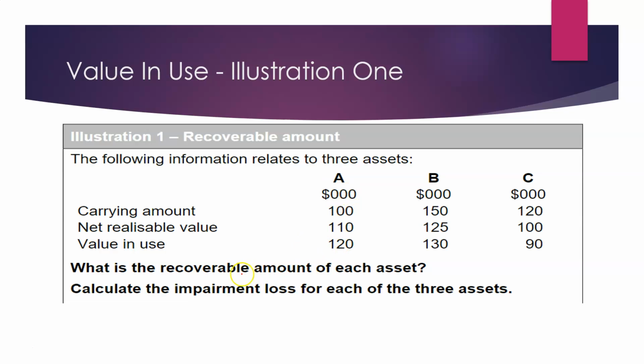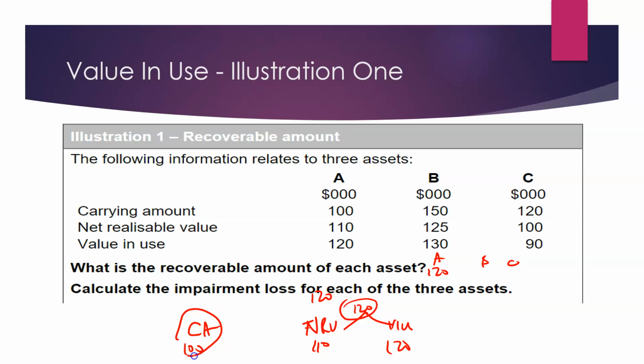Let's look at A. I'll have carrying amount, I'll have NRV, and I'll have value in use, and let's just do it for each of them. Here I have a carrying amount of 100, net realizable value of 110, and value in use of 120. So my recoverable amount is the higher of the two, that is 120. And it's currently being recognized at 100, so that's fine. Leave it alone at 100, because that is the lower of the two.